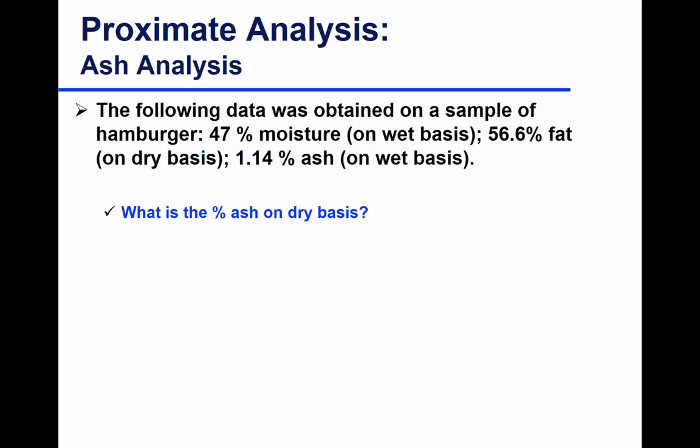Does that make sense? Yes, 2.15. So basically, it's 1.14 over your whole minus the moisture content, which is 53. So 1.14 grams of ash over 53 grams of solids, multiplied by 100 to get a percentage. That is the percent of ash in your dry matter. Does that make sense?